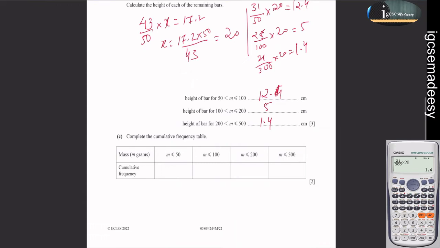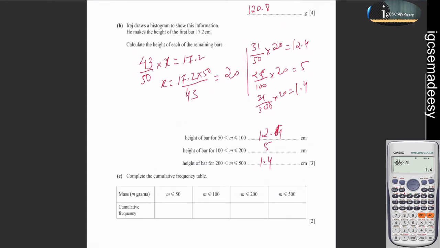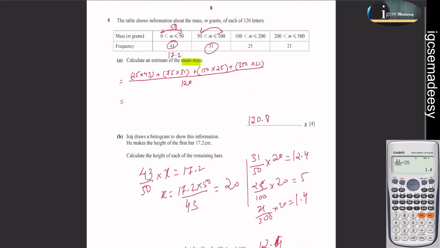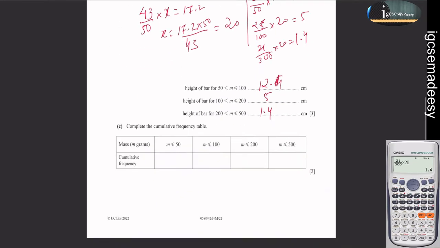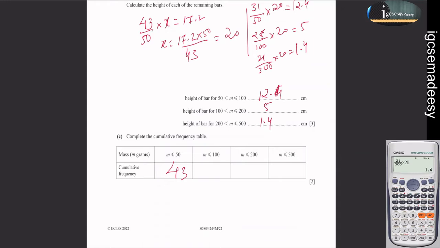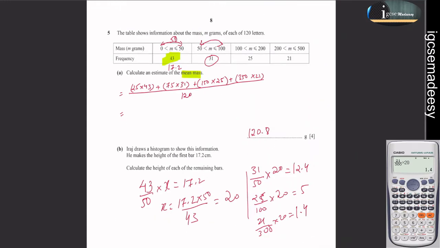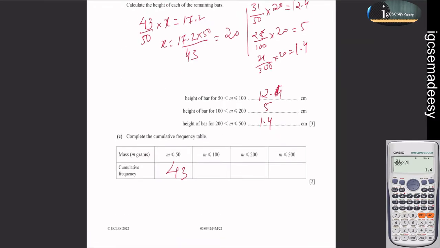Part C, complete the cumulative frequency table. You should know that the first value in the cumulative frequency will always be the first frequency, which is 43. And the last value will be the total of the masses. Total letters is 120, so that will be the last value.